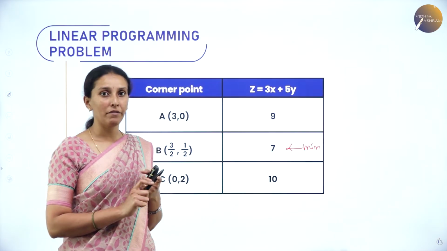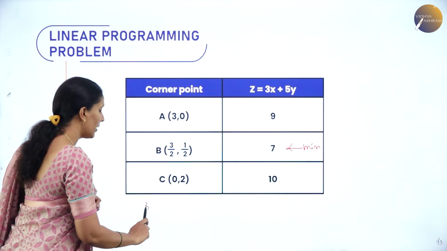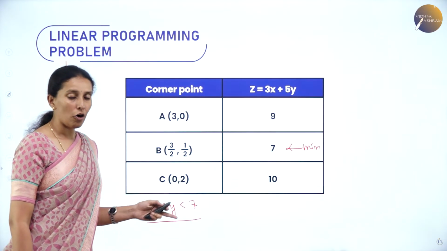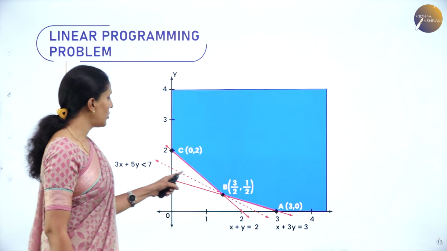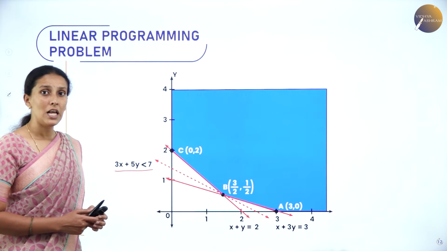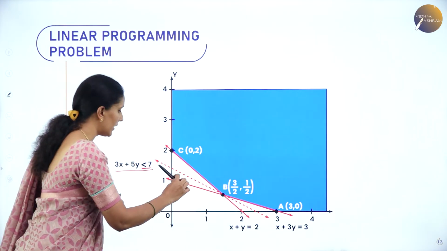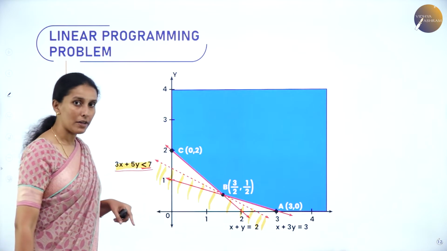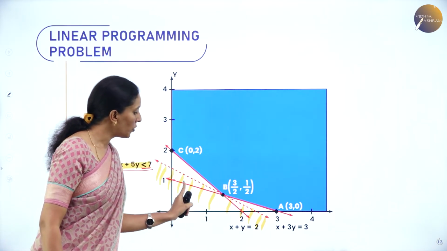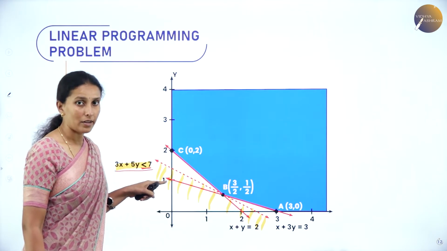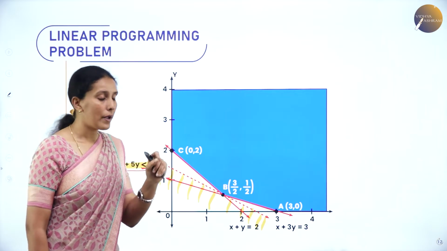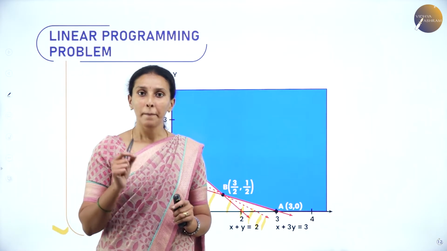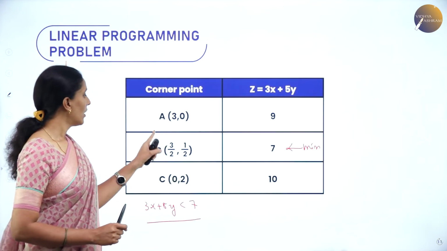Now to conclude 7 is the minimum value, we need to take the linear inequality 3x plus 5y less than 7. Obviously I will take two coordinates here, so this dotted line will be the line 3x plus 5y equal to 7. When I say strictly less than 7, the area below this line will be the solution for this inequality. Clearly you can see the feasible region does not coincide with the area under the line. So there is no point in common between the feasible region and this inequality. So we can clearly say that 7 is the minimum value of z at the point (3/2, 1/2).